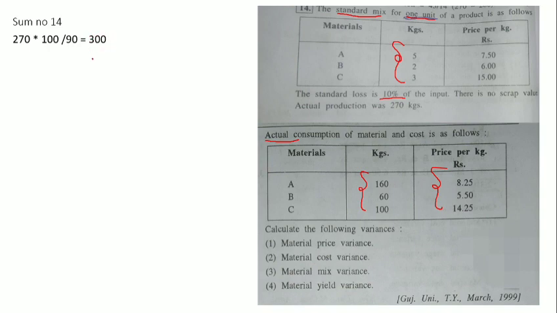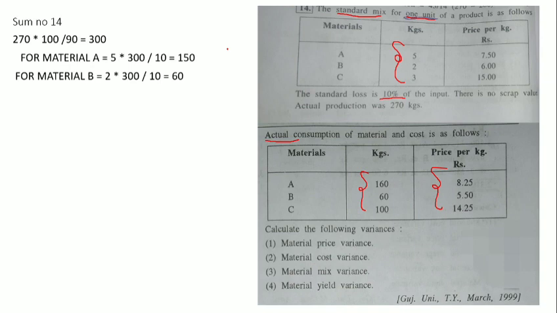Now calculate how much quantity is used for each product. For material A, 5 is multiplied by 300 and divided by 10. So this will give you 150. This 10 is the total of these 3 kgs, 5, 2 and 3. Moving ahead, for material B, 2 is multiplied by 300 and divided by 10. So the final answer is 60. For material C, 3 is multiplied by 300 and divided by 10. So the final answer is 90.